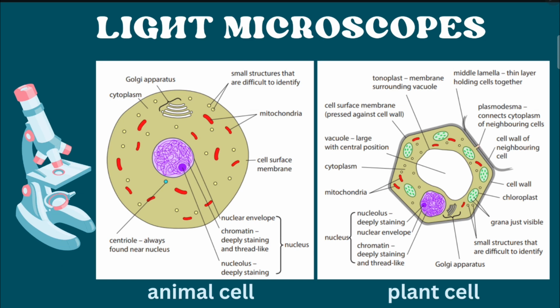Here are some drawings of what you could see under the light microscope. In the animal cell, you can see the nucleus very well. You can see that this nucleolus is deeply staining, which means it absorbs a lot of the colored dye that you've put, and this is chromatin. Another thing I want you to remember is that for these membranes, the nuclear envelope and the cell surface membrane, we can see only a single line. You cannot see any more detail than a single line, correct? It's just a line.